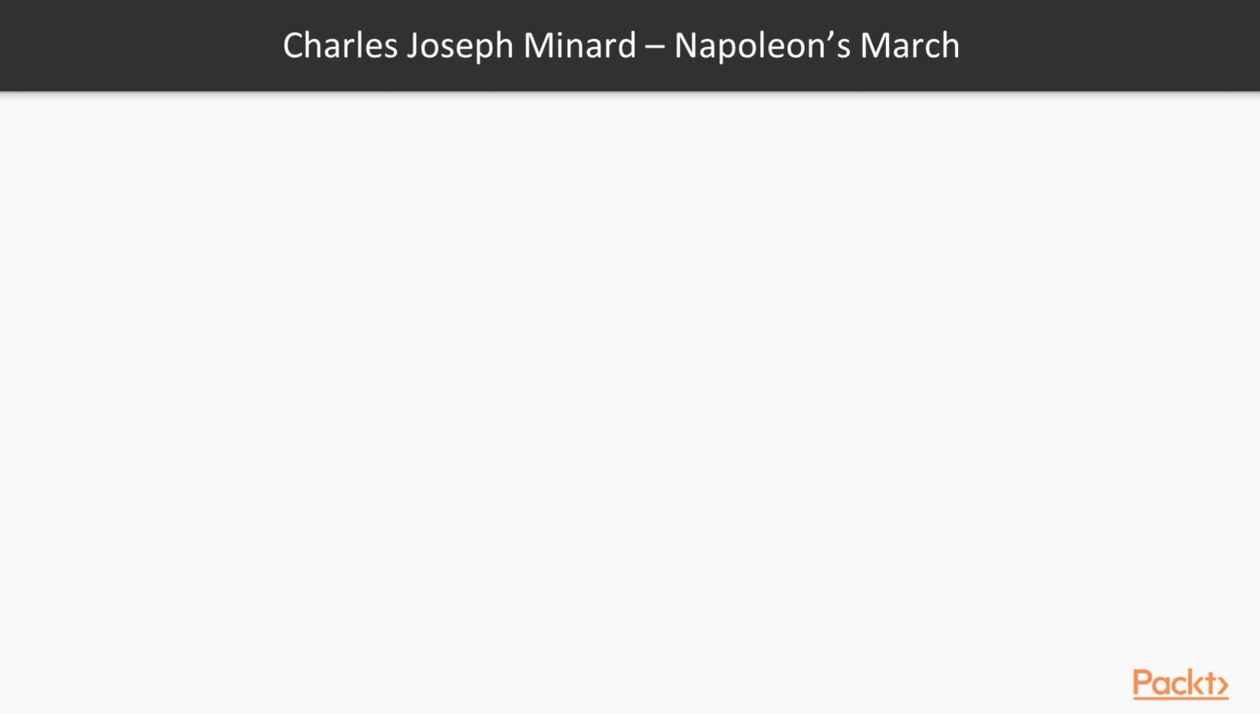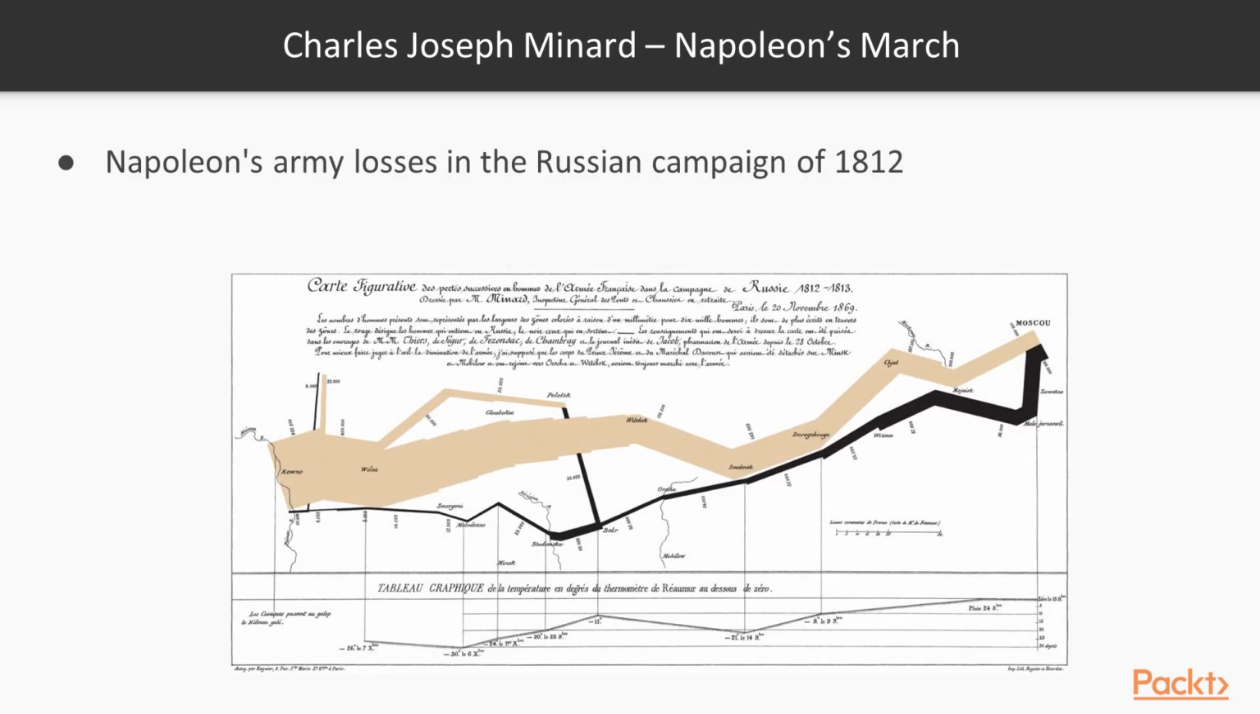One of the graphics Tufte uses in his book is the Napoleon's March graphic created by Charles-Joseph Minard. Basically, the graph shows Napoleon's army losses in the Russian campaign of 1812. This is the graph. It looks quite complex at first sight, but if we break it down, the brown area shows the position of Napoleon's army and the size of the army as it advances towards Moscow. And the x-axis shows both the geographic movement and the passage of time.